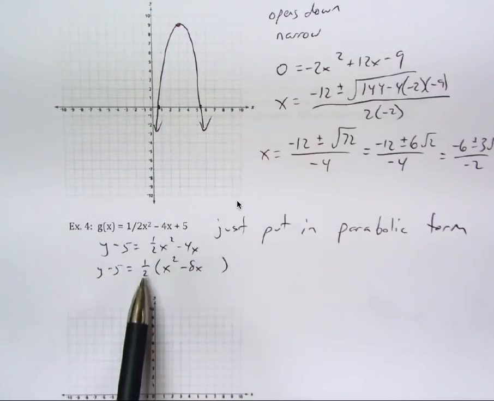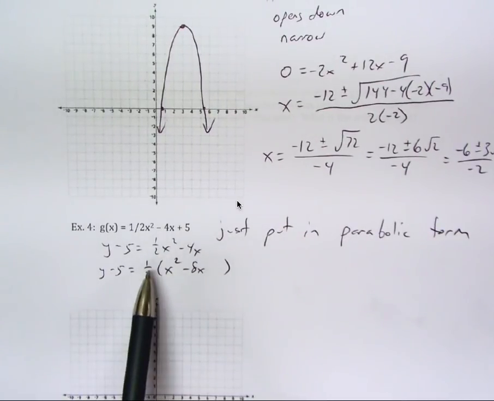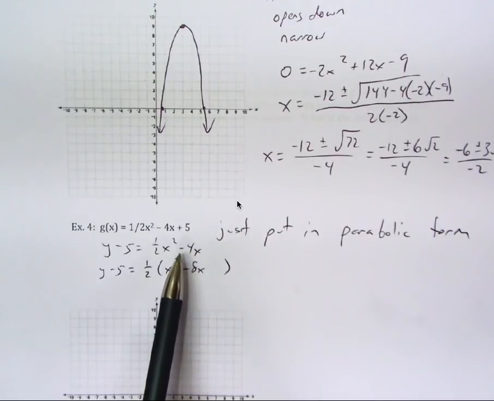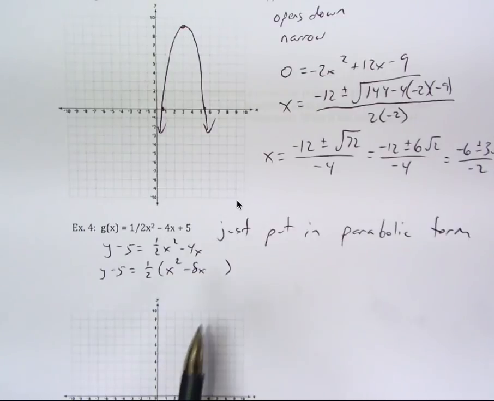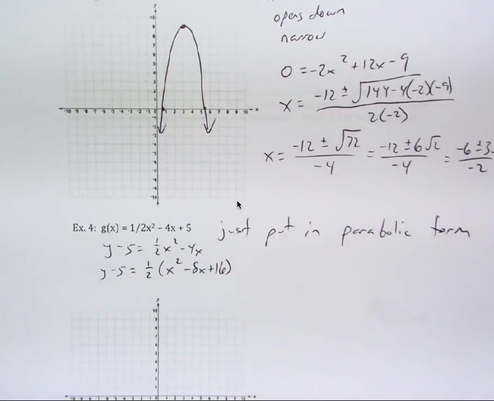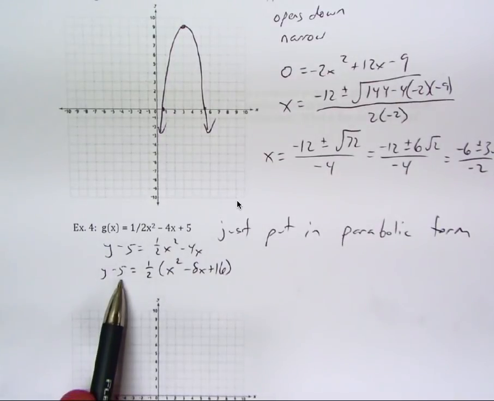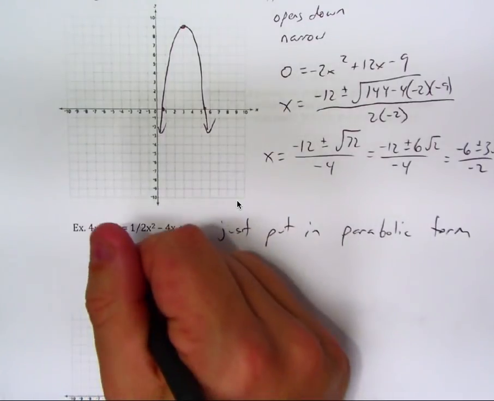And understand why. If I would distribute this 1/2 back inside, I should get back to where I started. And if you put a 2 here, you wouldn't get back to the 4x. So I would erase that if you did that part wrong. Now take half of 8 and square it. So add 16. But you're not going to add 16 to the left. You're going to multiply 1/2 and 16 together, get 8, and that's what you add to the left.